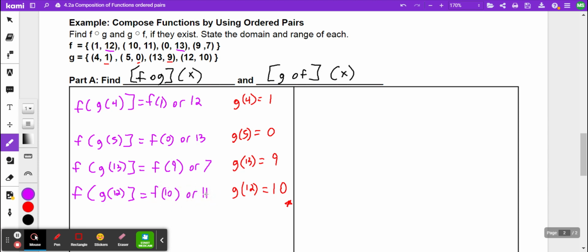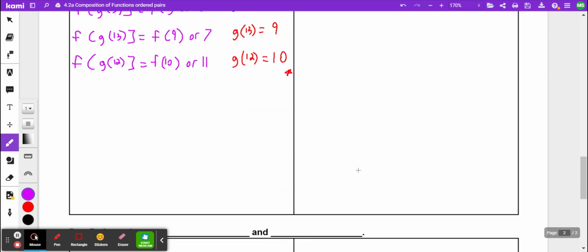So what we're going to do now is pause it for a second, and we're going to go down, and it looks like there's enough room. So we'll write it right here. We're going to find the domain and the range.